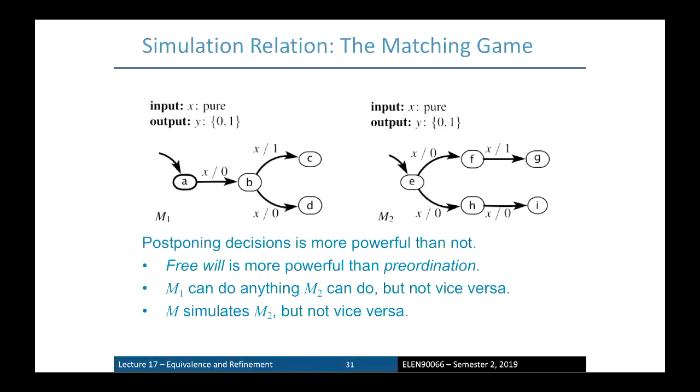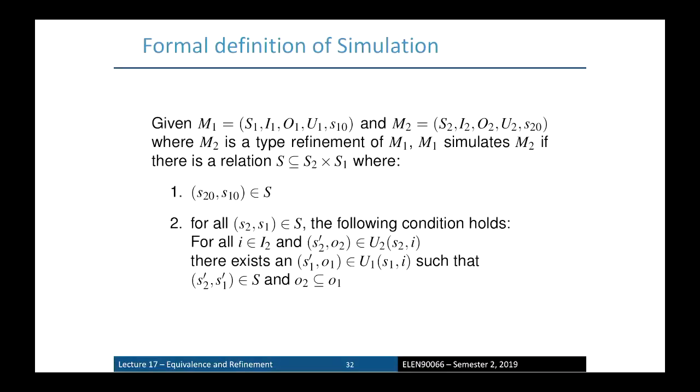So there's something missing. M1 simulates M2, but not vice versa. Okay, so we might have to be careful about this. We just went through the matching game of it, but the formal definition, if we want to define our machines in terms of these 5-tuples, where we have the set of states, the inputs, the outputs, the update function, right? That's your FSM diagram, but coded up as a function, and an initial state. So these are initial states for M1 and M2.